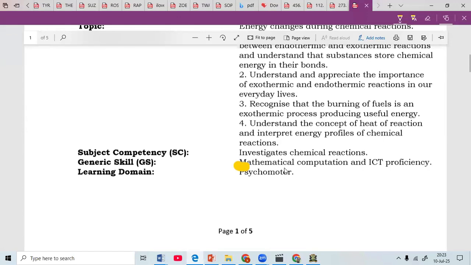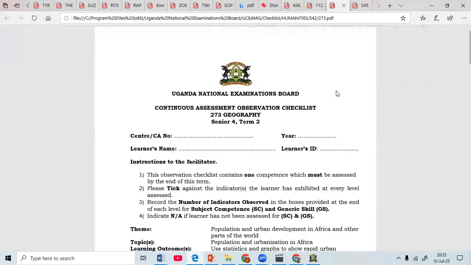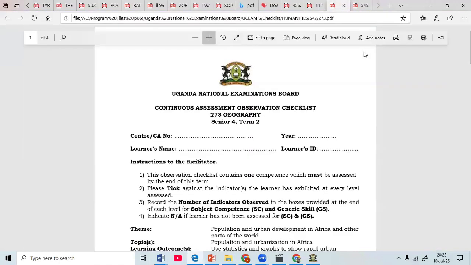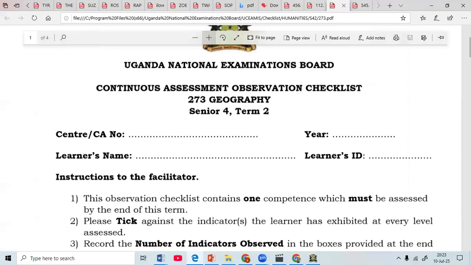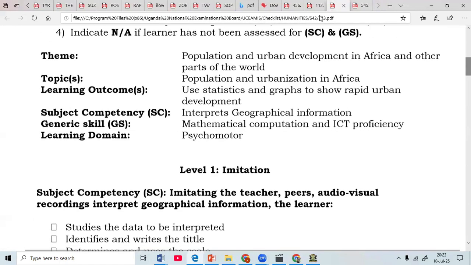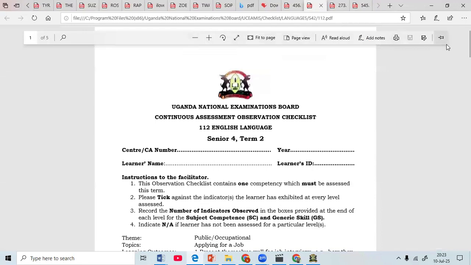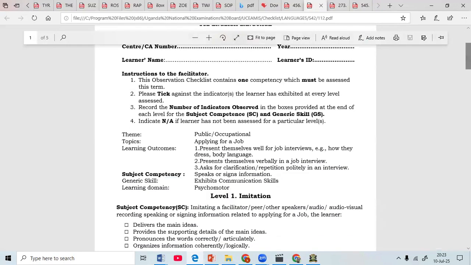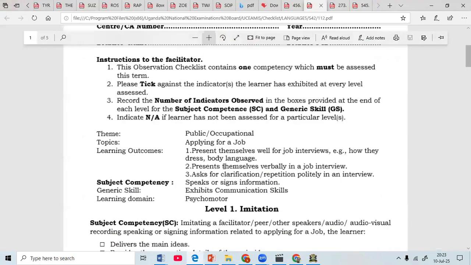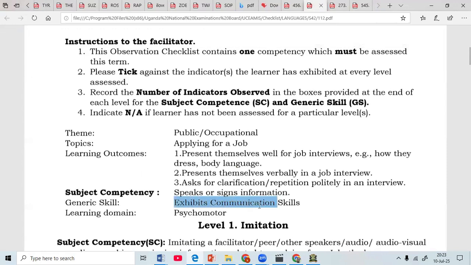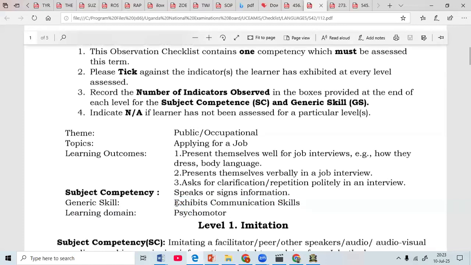Now, that is where we need to ask ourselves, which activity will lead me to have my child achieve this particular skill? In case I'm talking about geography, that there is a certain skill we want to attain, maybe it is ICT, maybe it is mathematical computation. When you look at English, ask yourself, which skill? Now take an example. When you look at English, here we want the child to be able to exhibit communication skills. That means that when you are setting a task, ask yourself, will this child be able to communicate?